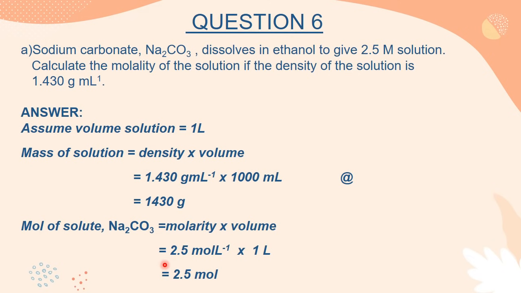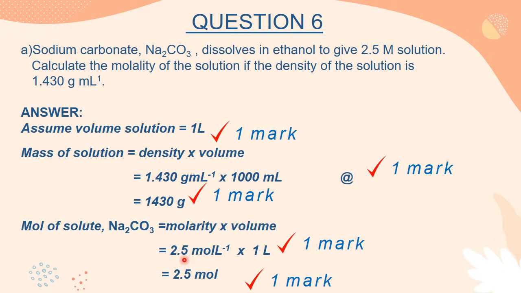So here you can get 1 mark for the assumption, 1 mark for substituted density and volume, and then 1 mark for mass of solution. And then 2 marks for calculation of mole of solute. So total marks for this question you can get 5 marks.